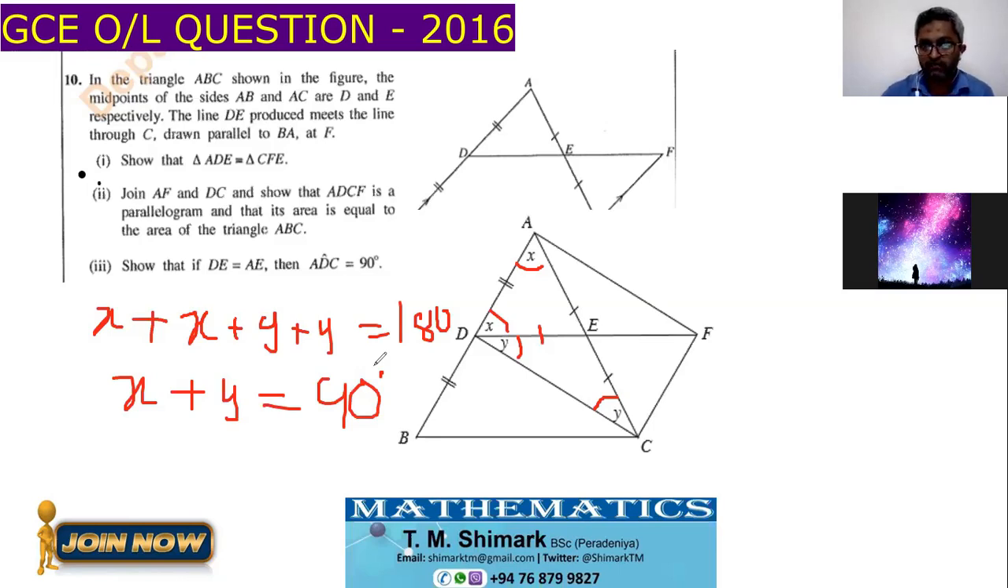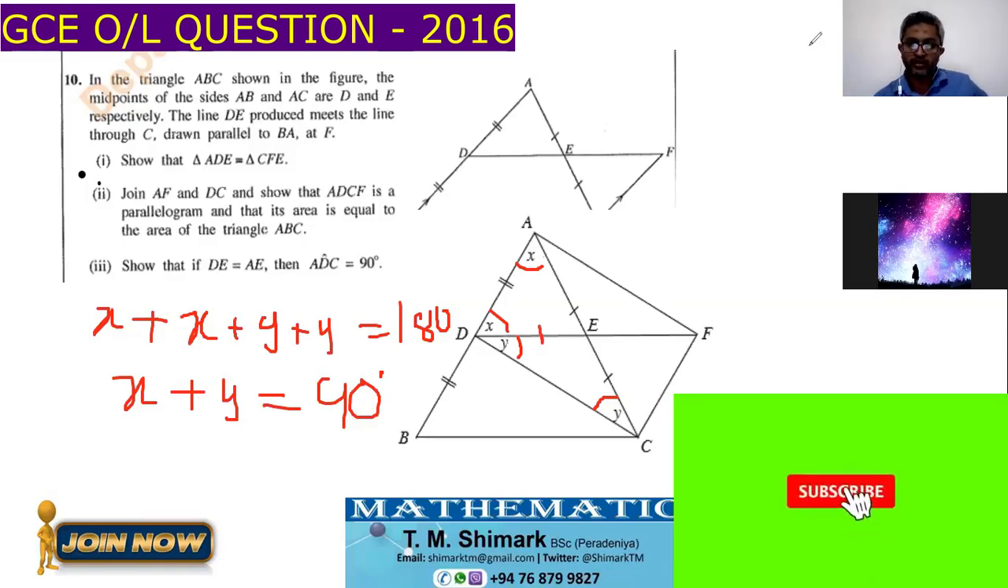Important information that they used here is this one: DE equals AE, and also AE equals EC is already known. So DE equals EC, we took. So this is Y, which means this is also Y, isosceles triangle. So all the angles added give 180. So 2x plus 2y is 180, and x plus y is going to be 90.